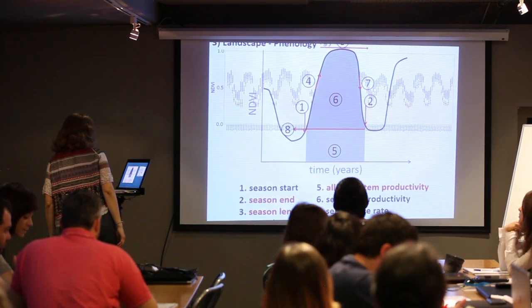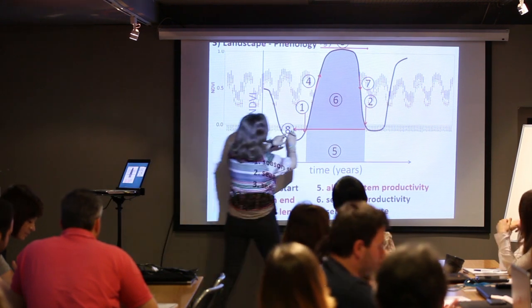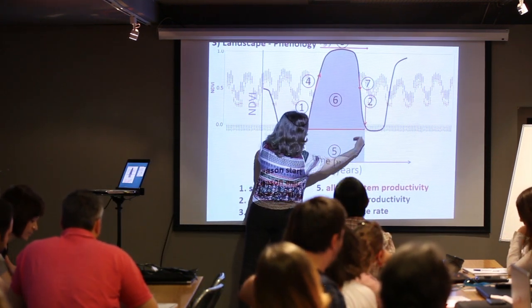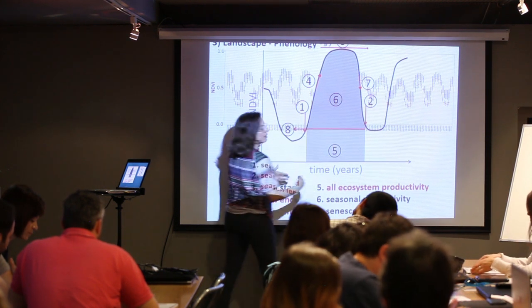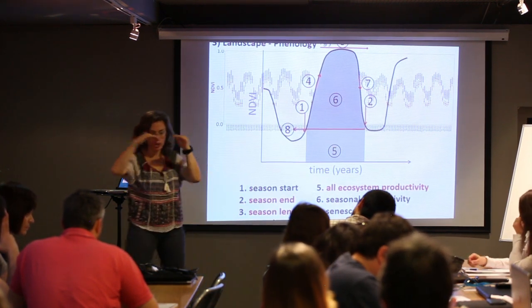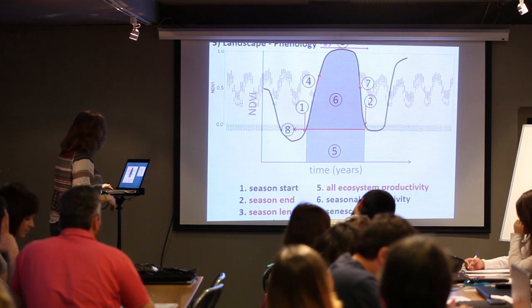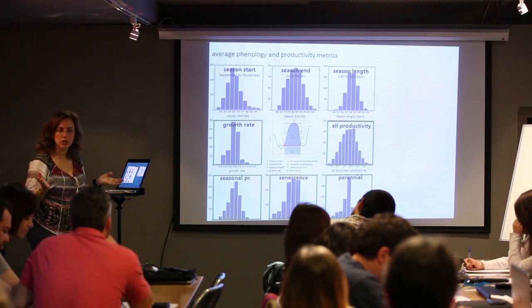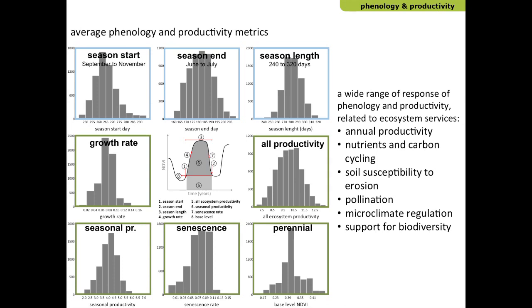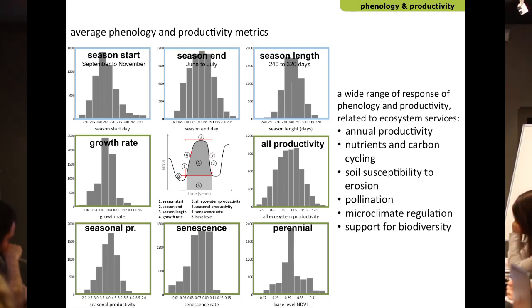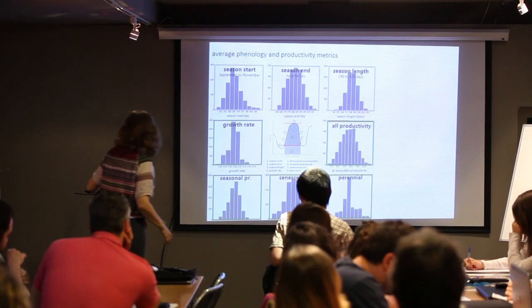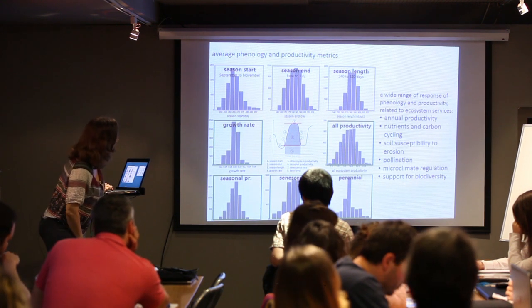Oh, the base level. We have this base level here, which is like the perennial productivity. We measure every perennial productivity also, so we can do a lot of statistics with this because we have thousands of points in that area. There are very interesting things. In terms of all ecosystem productivity, for example, there are a lot of differences in the season start date. There's a big variability here.